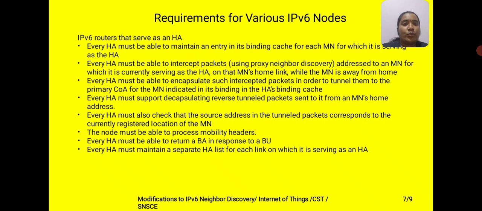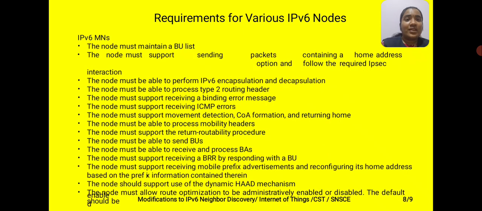Node must be able to process the mobility header. Every HA must be able to return a BA in response to a BU. Every HA maintains a separate HA list for each link on which it is serving as HA. Now, IPv6 MN. The node must maintain a BU list. The node must support sending packets containing a home address option and following the required IPsec interactions. Node must be able to perform IPv6 encapsulation and decapsulation.